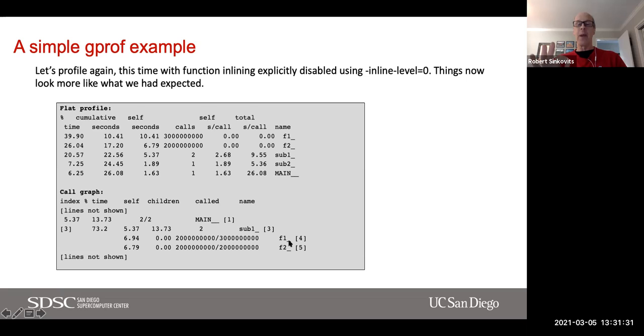And notice here that for f1, we'll see 2 billion / 3 billion. That means that sub1 called function f1 2 billion times, but in total, f1 is called 3 billion times. The other 1 billion was from the calls from sub2. And then function f2 is only called by sub1, so all 2 billion of the calls were from that routine.